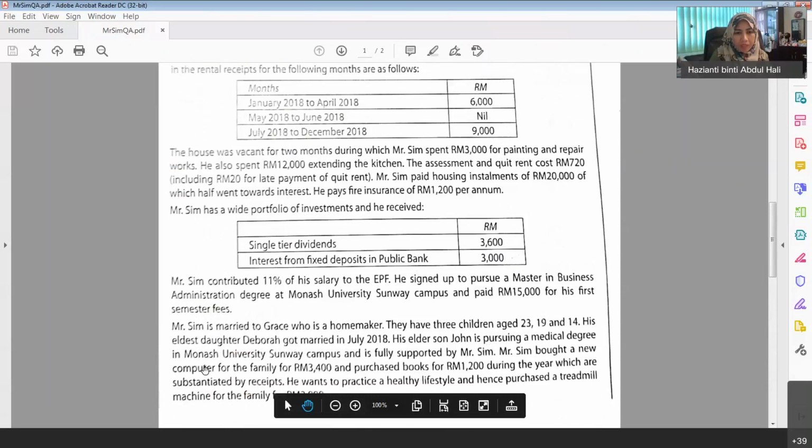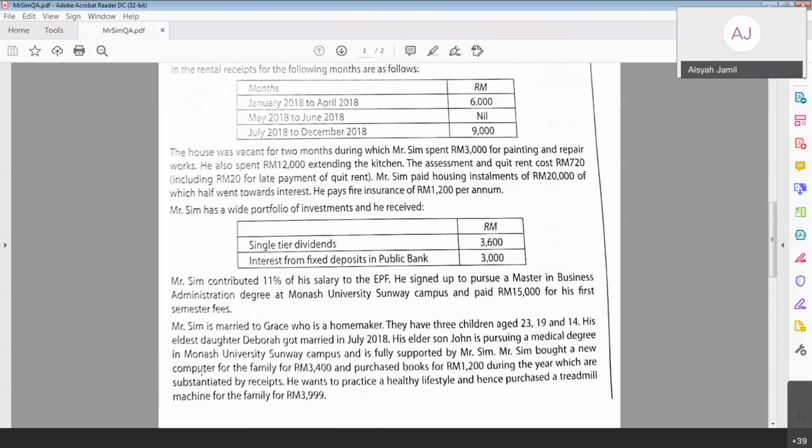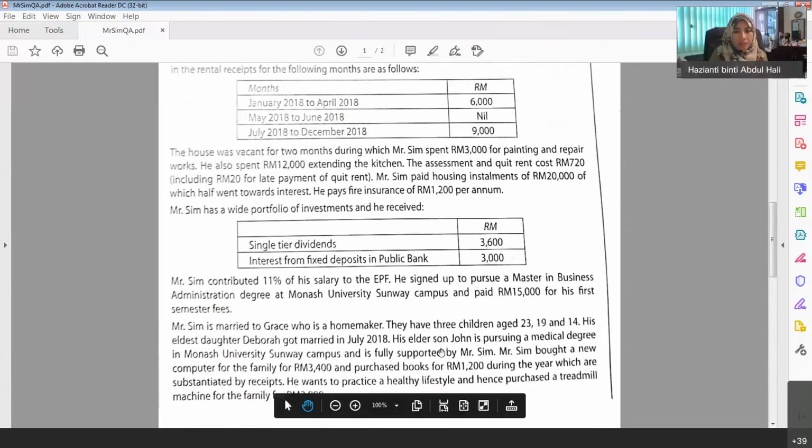John, pursuing a medical degree in Monash University. How much is the child relief untuk John? 8,000. 8,000. And then anak dia yang ada lagi anak ke? Eldest son, medical degree, okay. Last kali 14 lah. 14 tu the third child.